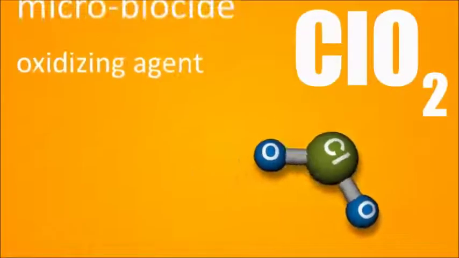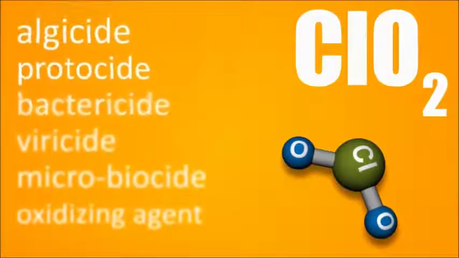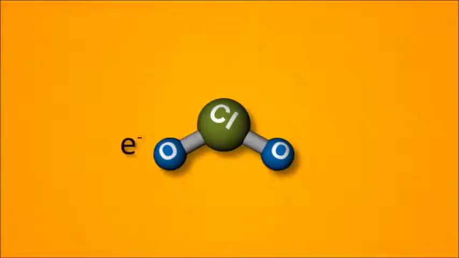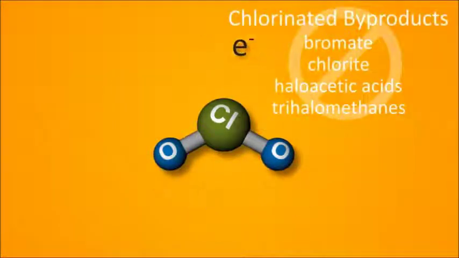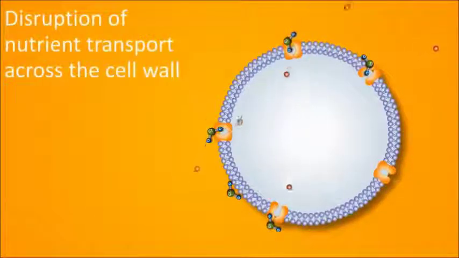ClO2 is an extremely powerful oxidizing agent, microbiocide, viricide, bactericide, protocide, and algicide. It disinfects through oxidation. However, unlike other oxidants, it does not produce chlorinated byproducts. Specifically, it rapidly kills microorganisms by disrupting the transport of nutrients across the cell wall.